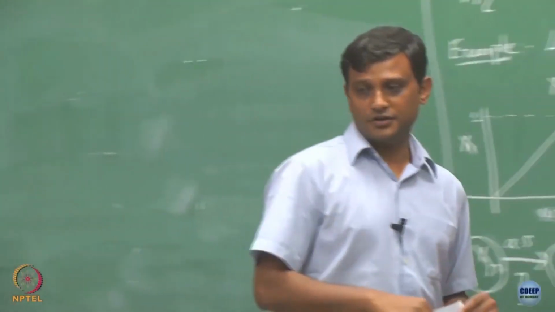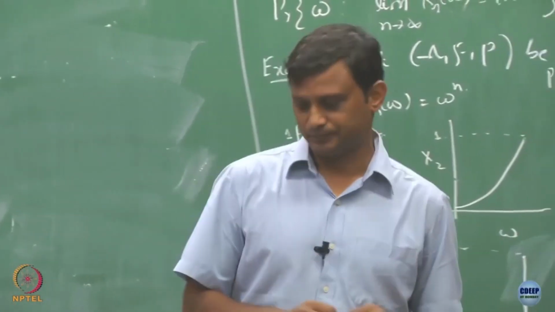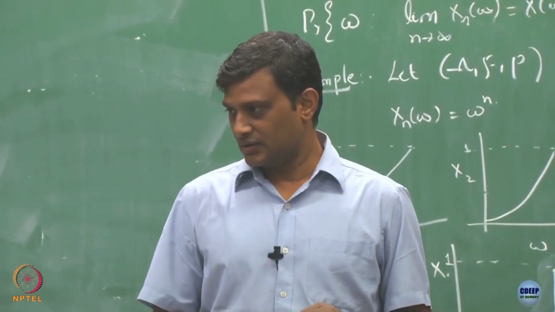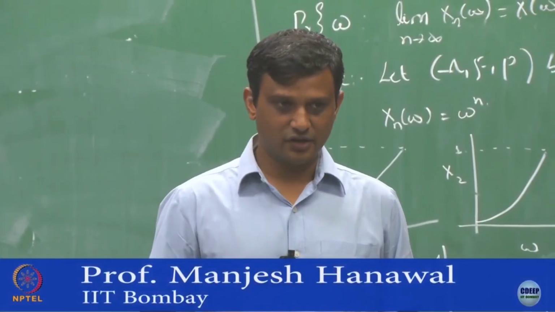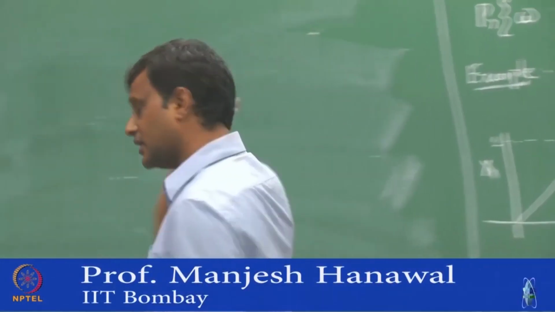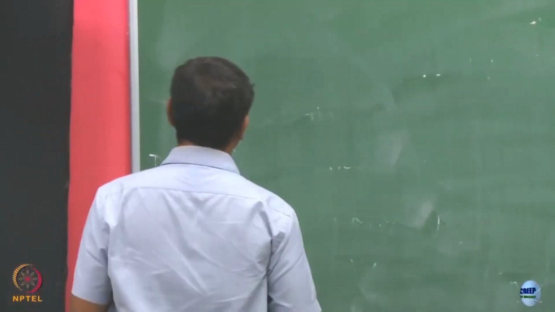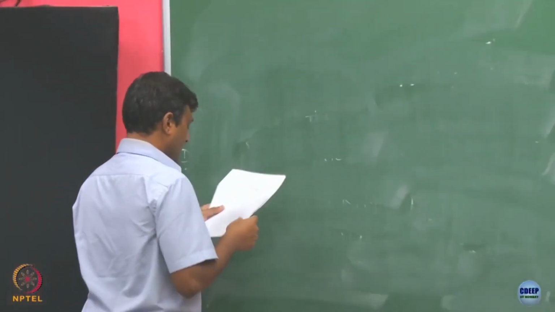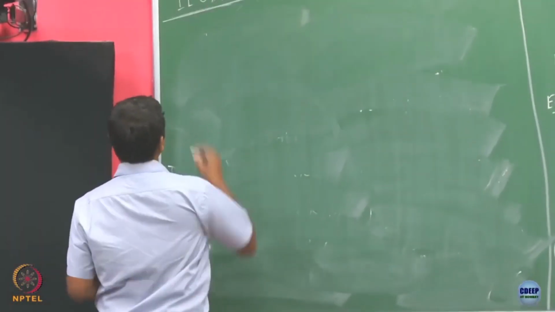So now I'm going to look at another example which will lead us to the second definition of convergence, the second notion of convergence called convergence in probability. So what's the example?